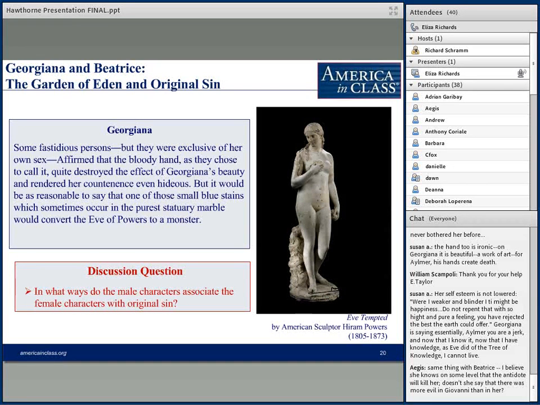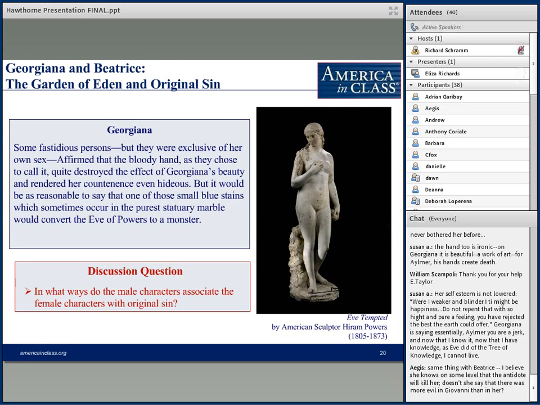Right. So now we're bringing out what many of you have already noted. There are places in the text, many places, where both are coded in terms of the story of the Garden of Eden and the original sin. And this is a great point to pick up with the students to think about how Hawthorne's using this story. And here's one passing remark that's really interesting because it relates to a known sculpture by a famous American sculptor of Hawthorne's time that he's referring to. It's called Eve Tempted by Hiram Powers.